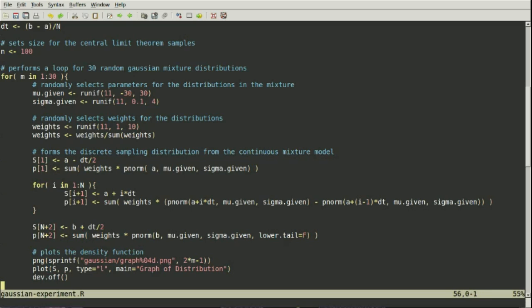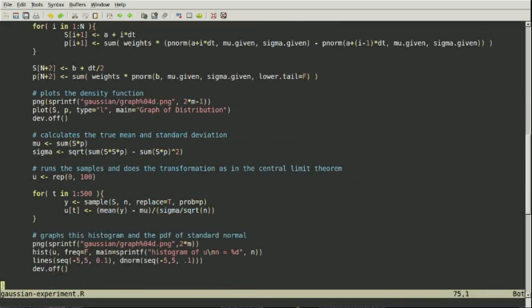So to draw a picture of that, this is what these next few lines do. These values will draw a plot of our density function. We'll save that. And then we'll calculate what the true mean and the true variance will be for our discrete probability distribution.